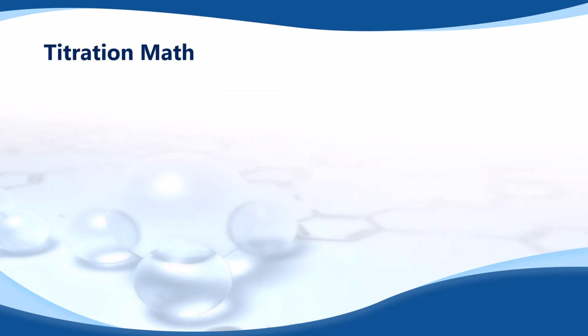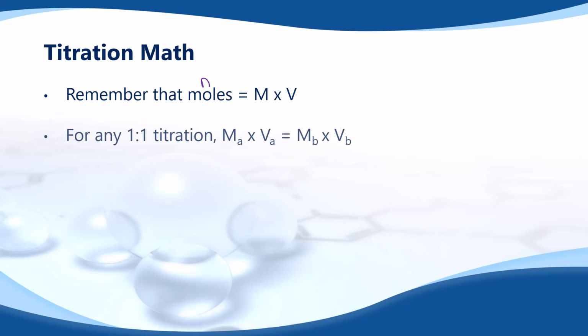Now, once we've done our titration and we've reached the endpoint and we've measured how much of our titrant we needed to do that, the math behind titration is extremely straightforward. In fact, it's going to look like a formula that you've seen before. Just as a reminder, the number of moles of something in a solution is equal to its molarity times its volume in liters. Now, for any titration, which is a 1-to-1 reaction, which all the titrations I'm going to give you are, the formula that we're going to use is Ma times Va, so molarity of the acid times volume of the acid, will equal molarity of the base times volume of the base.